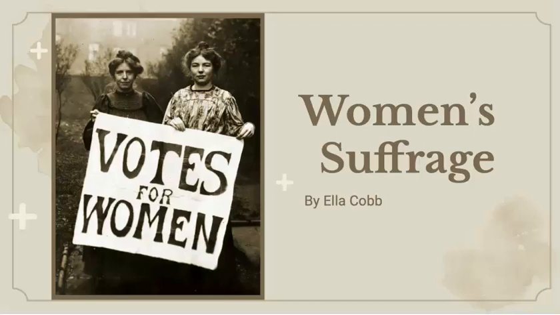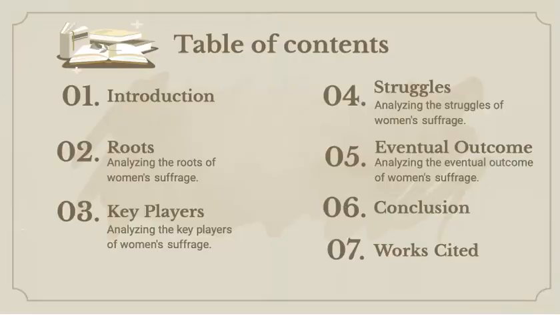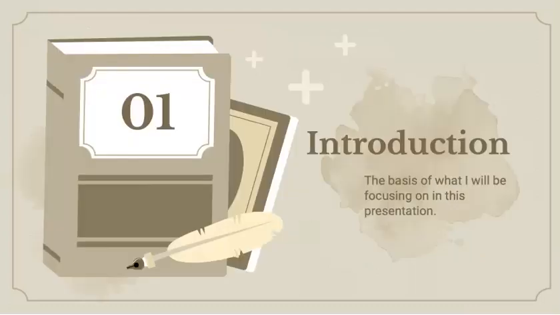Good afternoon, my name is Ella Cobb, and I wrote my final project on women's suffrage. First, the table of contents. First is the introduction with my thesis statement. Next is roots, then key players, then the struggles, then the eventual outcome, then the conclusion, and lastly, works cited.